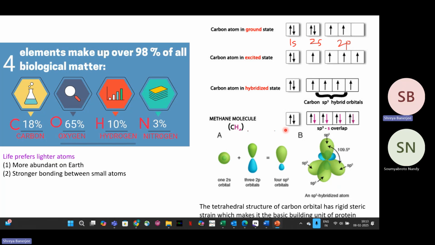And this is basically the hybridization of all the amino acids, the C alpha of all the amino acids as well. So if you consider C alpha, it is attached to one amine group, one COOH group, one H and one R group through one sp3 orbital each.